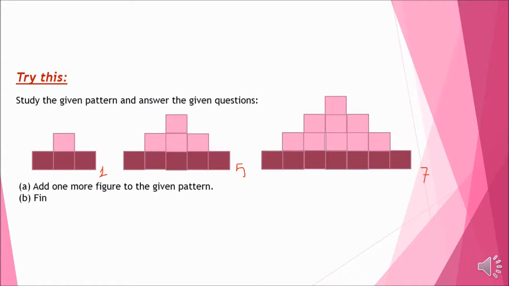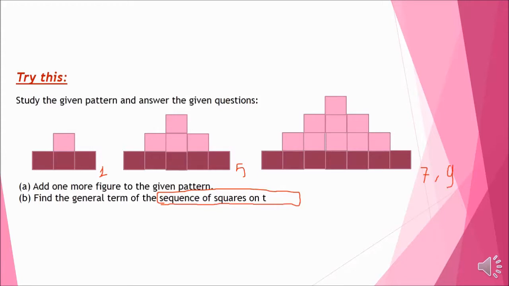Then you can just leave 1 and 1 from both sides, then you can make a structure. And now find the general term of the sequence of squares on the base. We don't count every square on the figure, only on the base: 1, 5, 7, 9. It will be our sequence. Write it in sigma notation, and find the number of squares on the base in the 10th figure. How many squares will be on the base of the 10th figure? We have to find that. Let's move to another question.